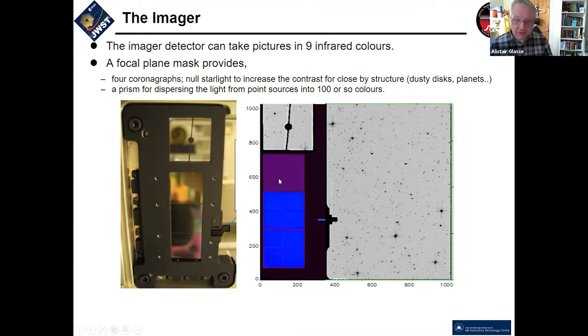These other elements are also coronagraphs, but they use a smarter way of blocking out that central light. They're called four quadrant phase masks. If anyone asks me a question afterwards, and if there's time, I'm happy to explain how they work. But that's one of the points I was making earlier about how much the JWST science is being pointed towards exoplanets now.